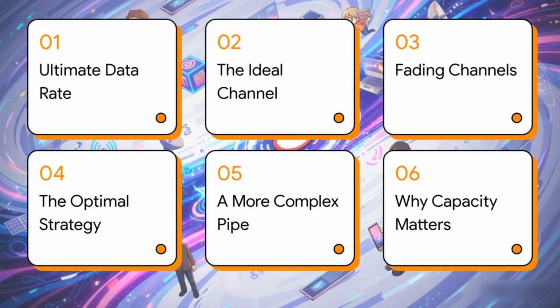All right, so here's the game plan for our journey today. First, we'll get a handle on what this ultimate data rate actually is. Then we'll start simple, looking at an ideal channel. Think of it as a perfect pipe. From there, we'll get a reality check and dive into the messy world of fading channels. The fun part? We'll uncover the best way to deal with that mess, a strategy called water filling. After that, we'll see how this applies to an even more complex pipe. And we'll wrap it all up by talking about why any of this channel capacity stuff actually matters.